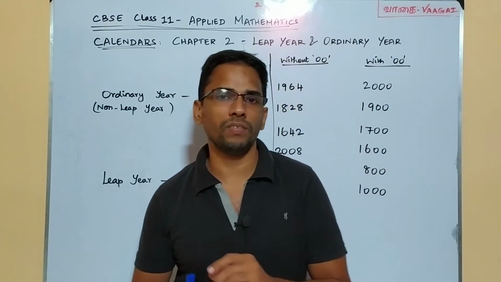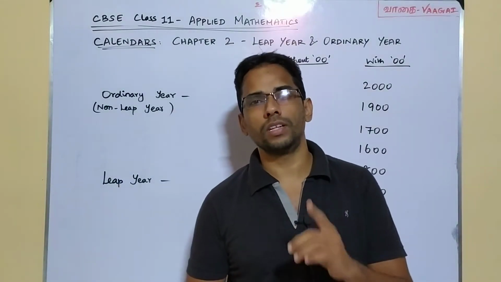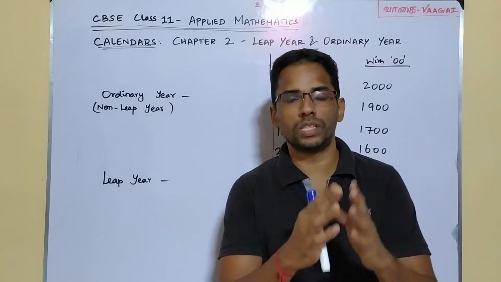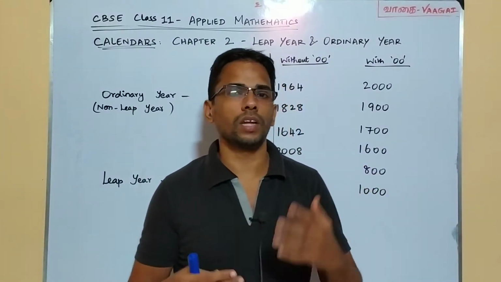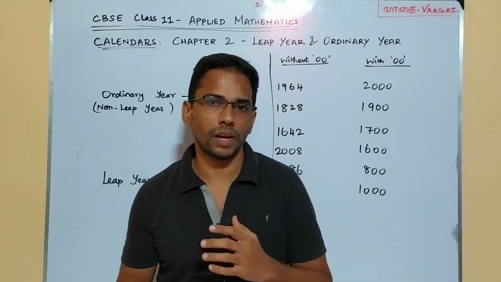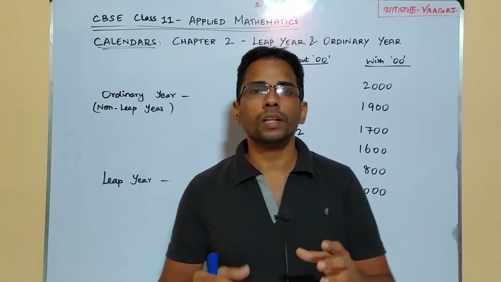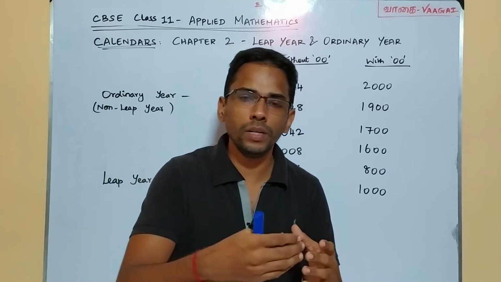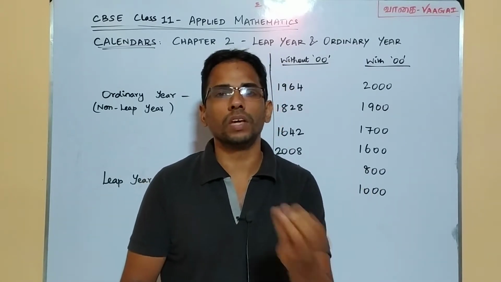In the last session we started with the new topic, which is calendars, and in chapter 1 we saw some basics about calendars. We saw about odd days. What do you mean by odd days? Odd days is the number of days left over after forming the maximum possible number of weeks with the given number of days.